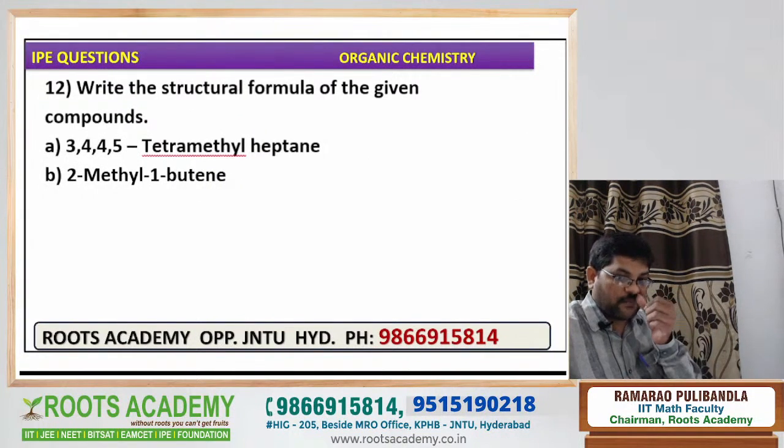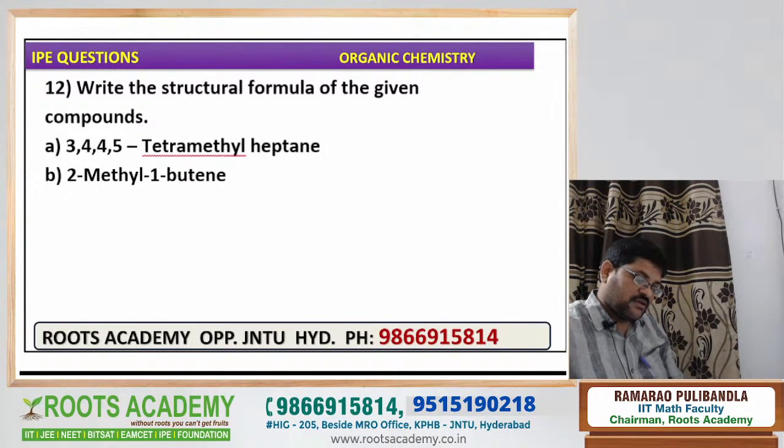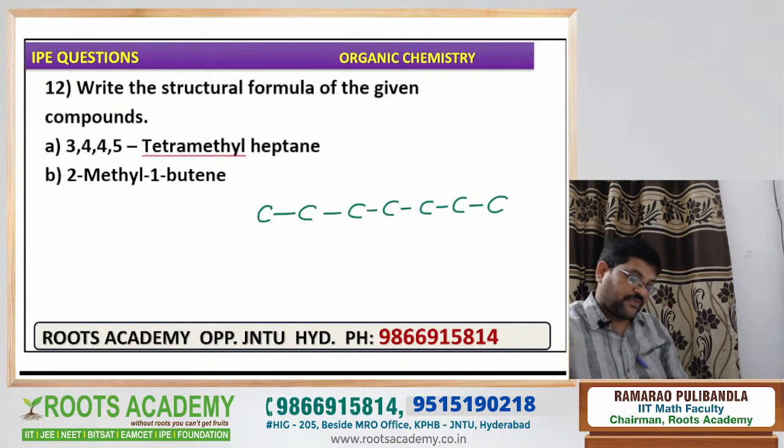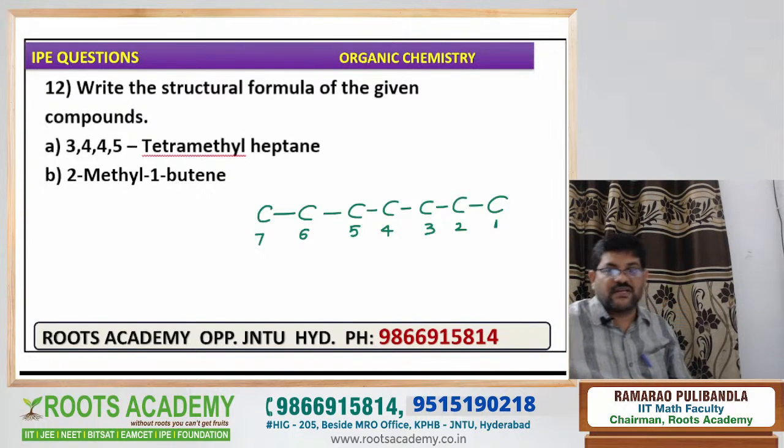Now the next one. Structural formula of the given compounds. What am I discussing now? Structural formula of the given compounds. So heptane. Hept means what? Hept means 7 carbons are there. So 1, 2, 3, 4, 5, 6, 7. So here numbering is given: first carbon, second carbon, third carbon, fourth carbon, fifth carbon, sixth carbon, and next one is what? Seventh carbon. Understood what I am saying?